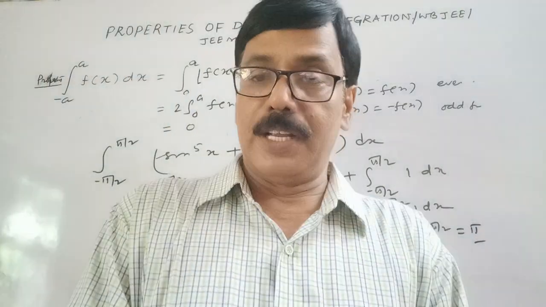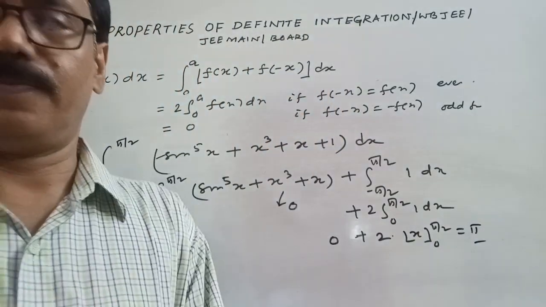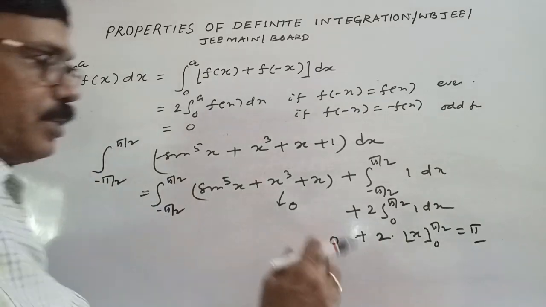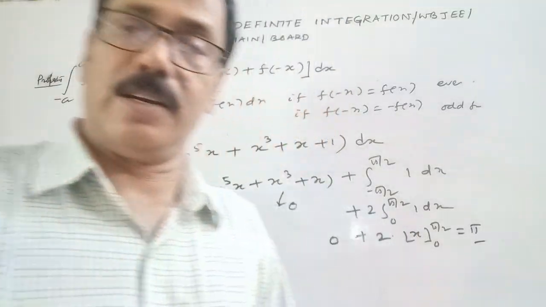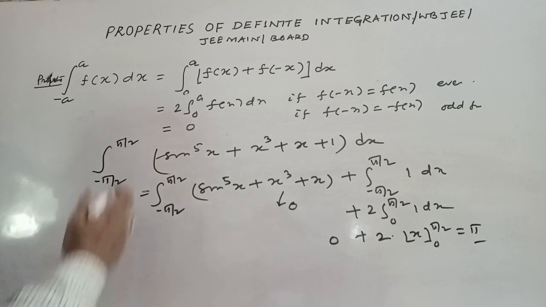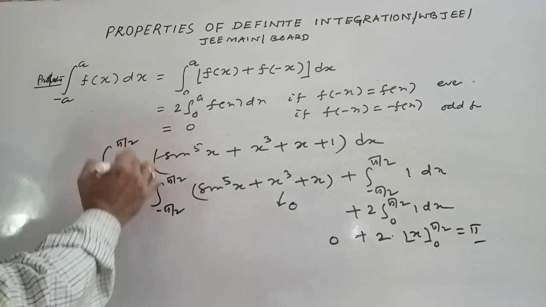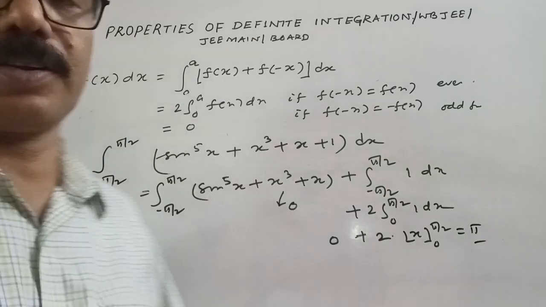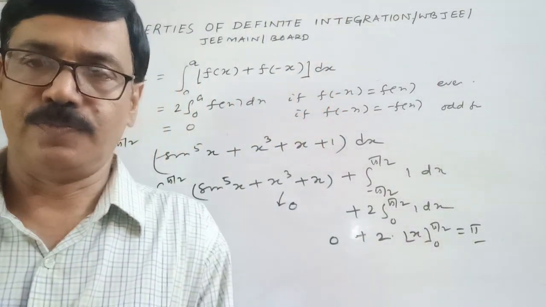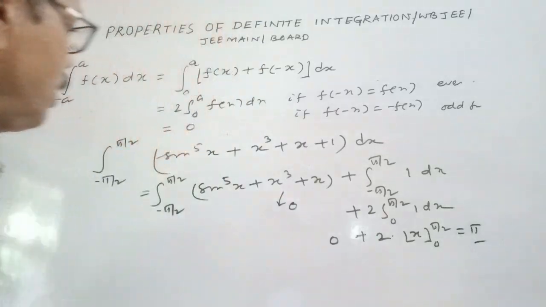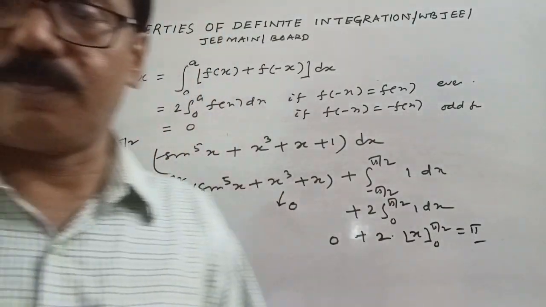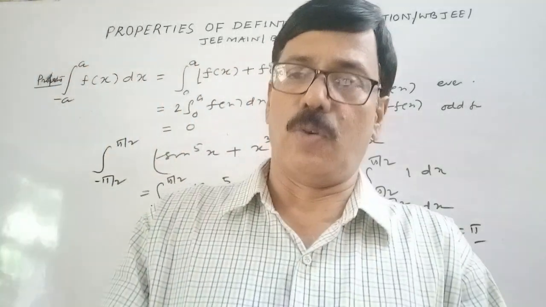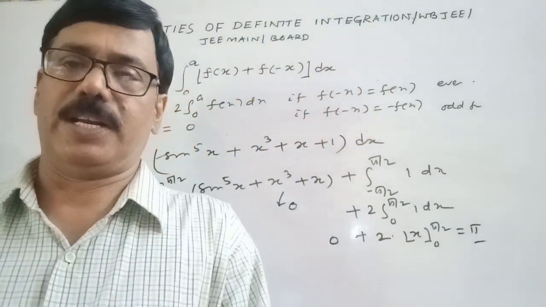So, if it is neither even nor odd, then you always try to express it as a sum of an even and an odd function. Mind it, the upper limit and lower limit are the same but opposite in sign. So, today using this property, I will solve some interesting problems of board as well as competitive exams.